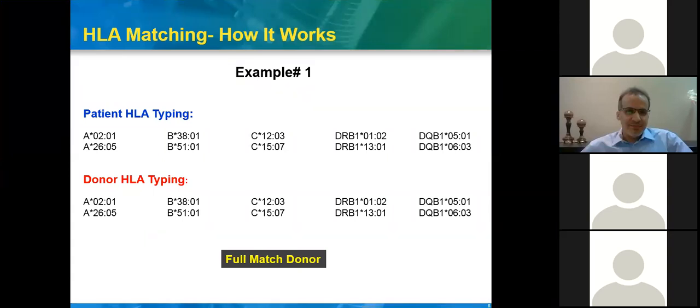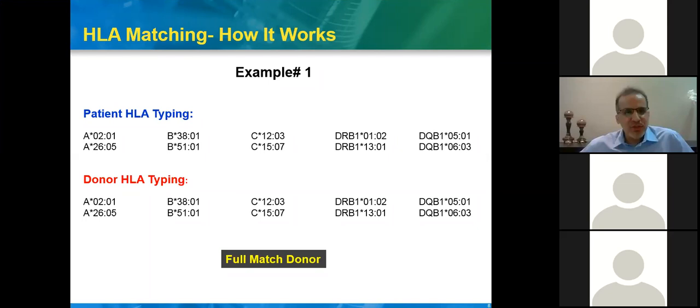This is an example of how we do HLA matching, and still we are doing it anyway. So this is a patient, an HLA typing of the loci A, B, C, DR, and DQ. And this is a full match pair. This is a lucky patient. And sometimes not all the patients are as lucky as this patient.